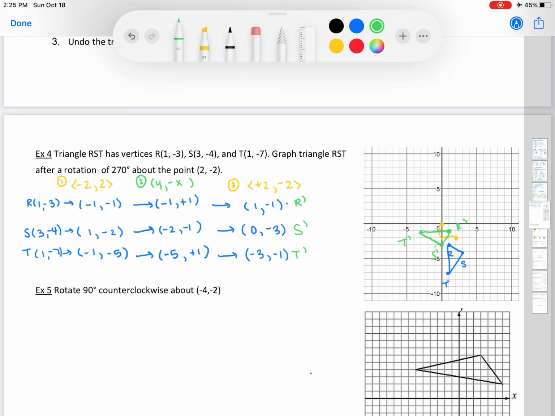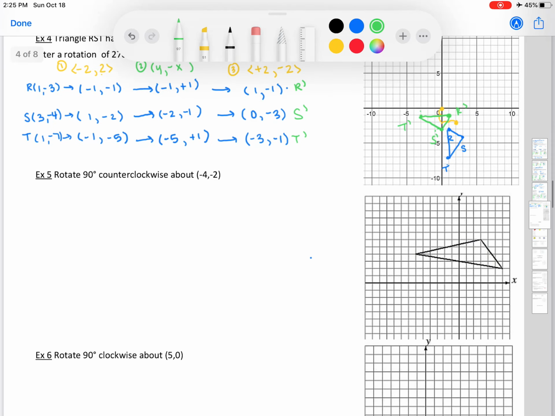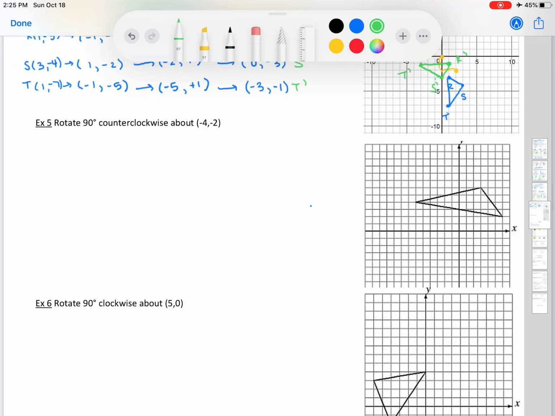So there are more steps to it when you're rotating around a point, but that's because you have to move it in order for your rules to apply. If you do not move it and you go straight to using the rules of rotation, you do not get the correct answer. So using example 4 as guidance, I want you guys to go ahead and pause the video and try example number 5.